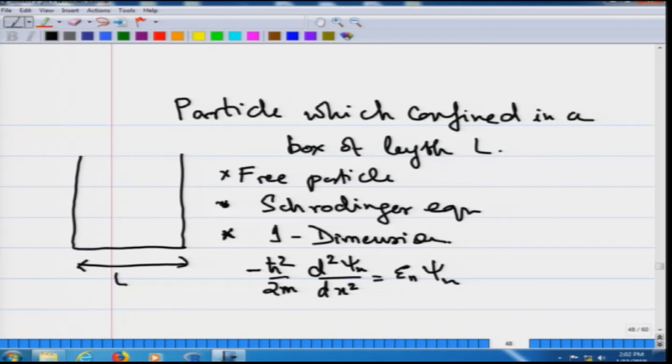The ground state energy is where the wave function is like this. The next excited state has a wave function which has a node in the center, and then you get all the higher energy states, but all of them have the wave function becoming 0 at the edges of the sample. At the ends of the sample, you have the wave function becoming 0.